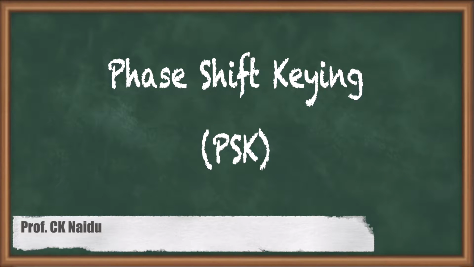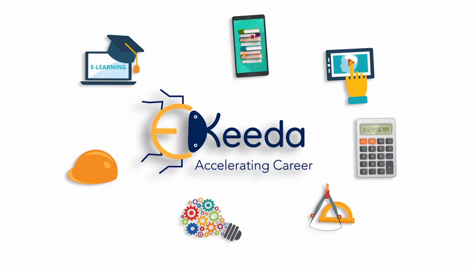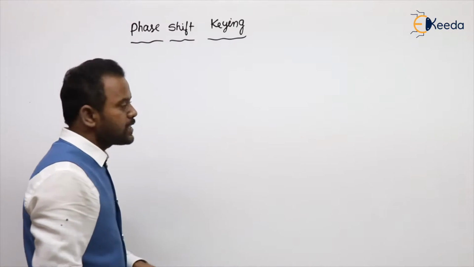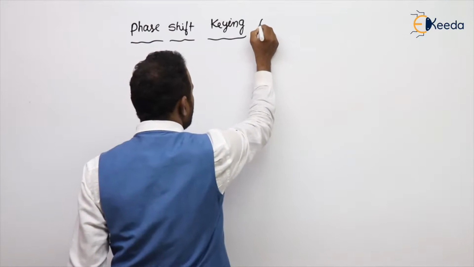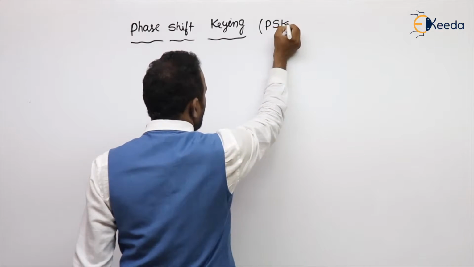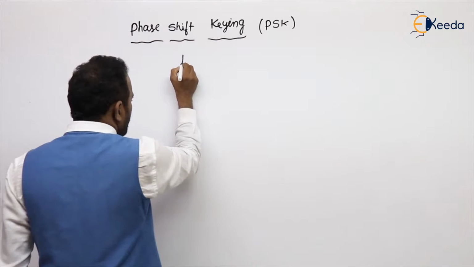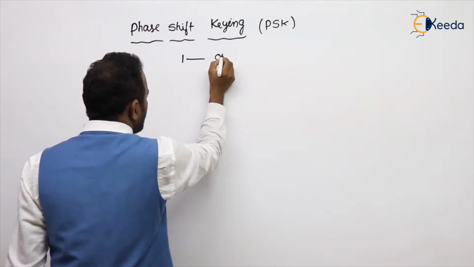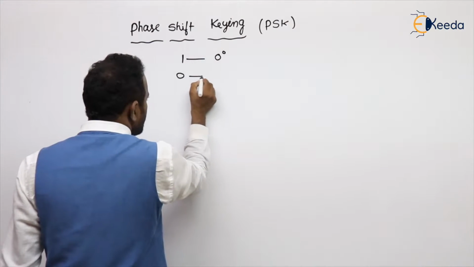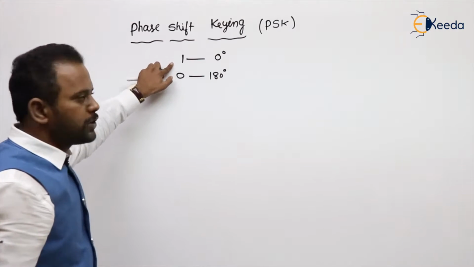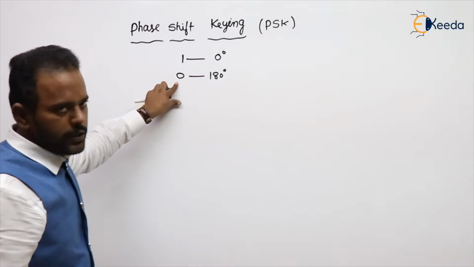Hello students, in this video we will be learning about phase shift keying. What is that modulation scheme? Phase shift keying, also called PSK. In phase shift keying, binary 1 is represented by 0 degree phase, binary 0 is represented by 180 degrees phase. Binary 1 with 0 degree, binary 0 with 180 degree.